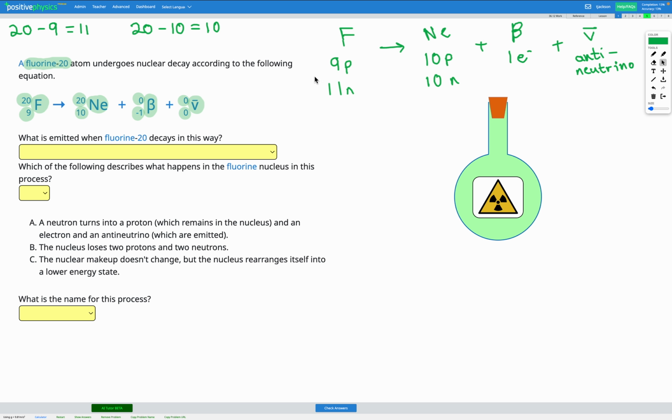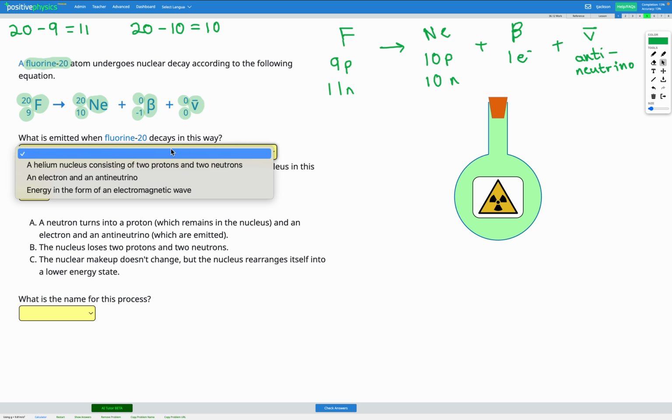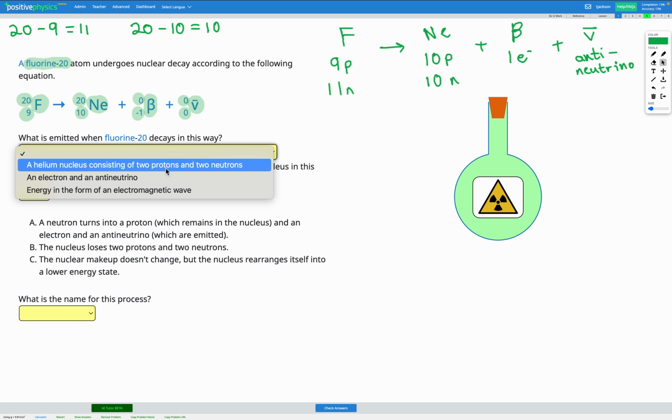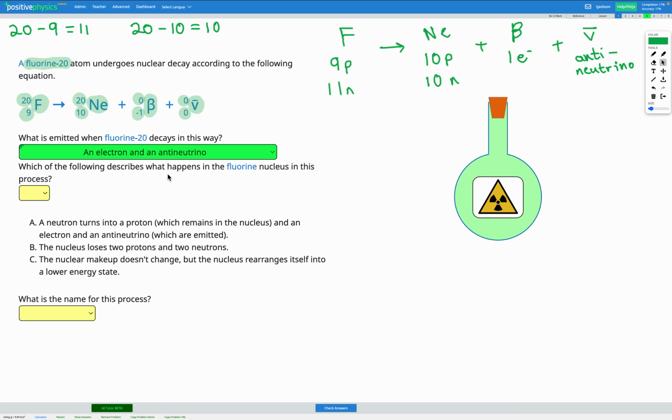What is emitted when the fluorine-20 decayed? Well, we know we've got an electron and an antineutrino emitted. Which of the following best describes what happens in the fluorine nucleus? So we initially had 9 protons. We ended up with 10 protons. So we've gained a proton there. We initially had 11 neutrons. We ended up with 10 neutrons.